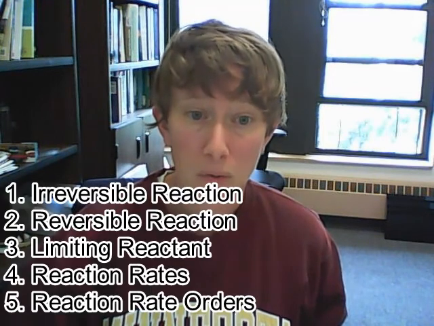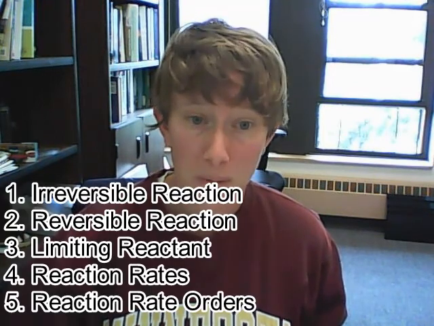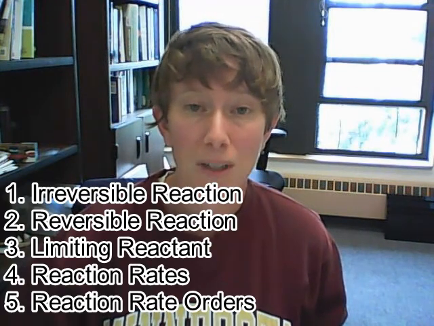So this concludes my whirlwind overview of chemical reactions in the environment. Now I want you to be able to define the following: irreversible reaction, reversible reaction, limiting reactant, reaction rate, and reaction rate orders. In coming videos, I will go into more detail on how to apply each of these types of reactions to environmental systems analysis.